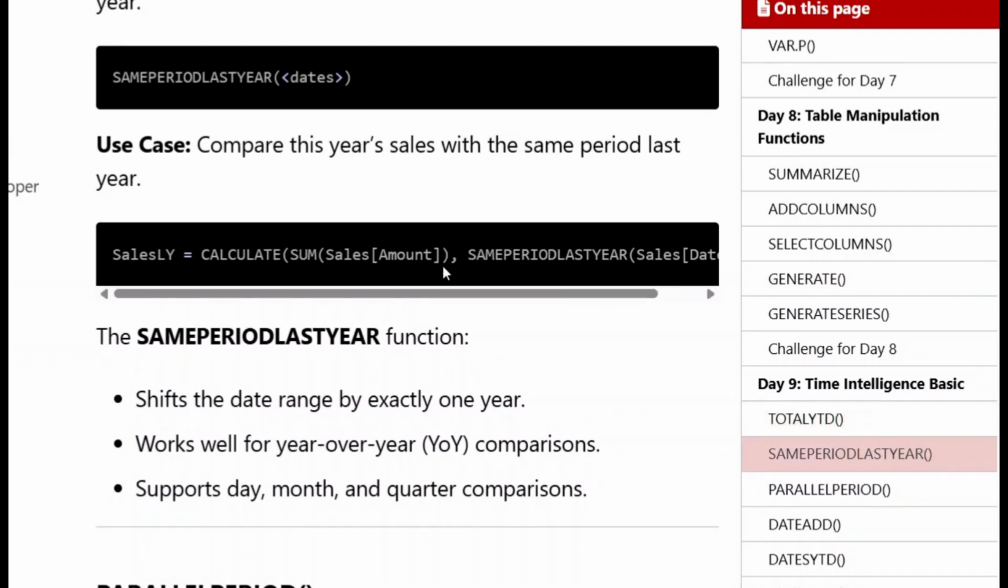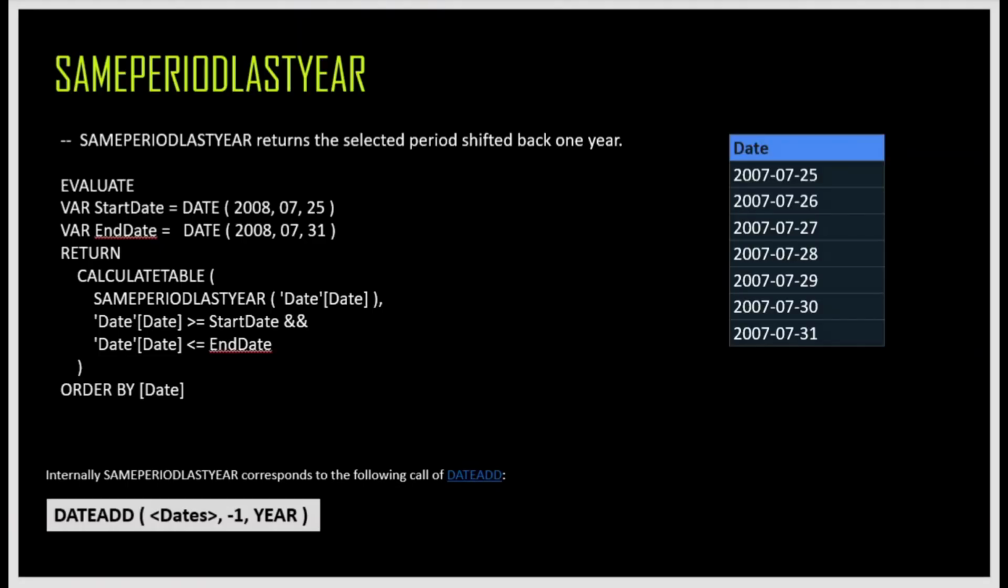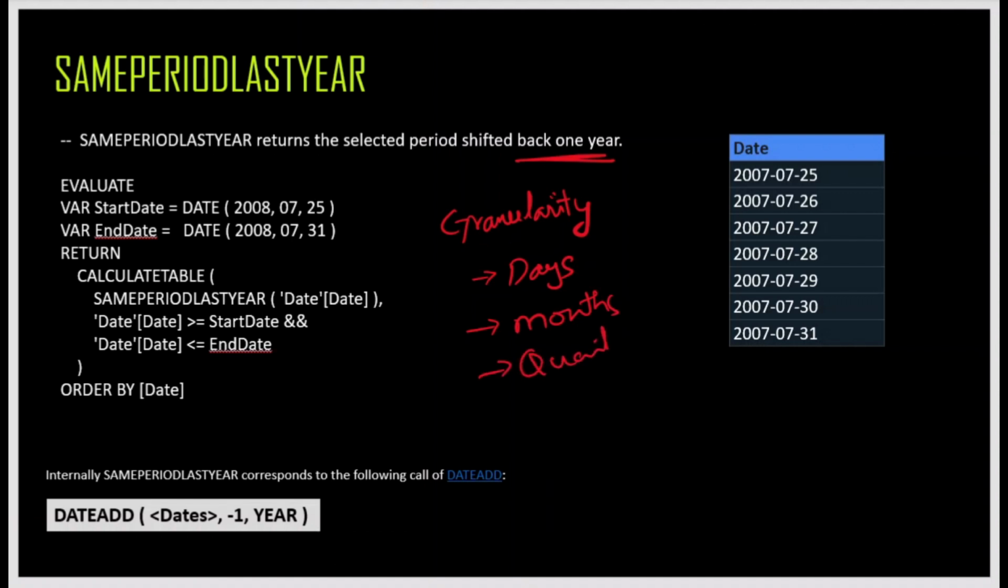Similarly, if you have month in your table visual, it will dynamically calculate the sales amount for the last year if you use that measure, and similarly for quarters as well. So same period last year returns the selected period shifted back 1 year. And one more point I would like to mention here is it respects the granularity. Granularity means the level of detail. For example, we can get the data based on days, we can get based on months, and we can get based on quarters.